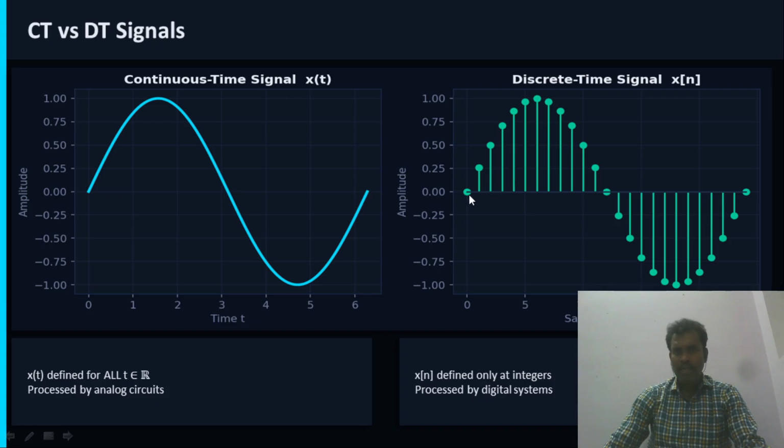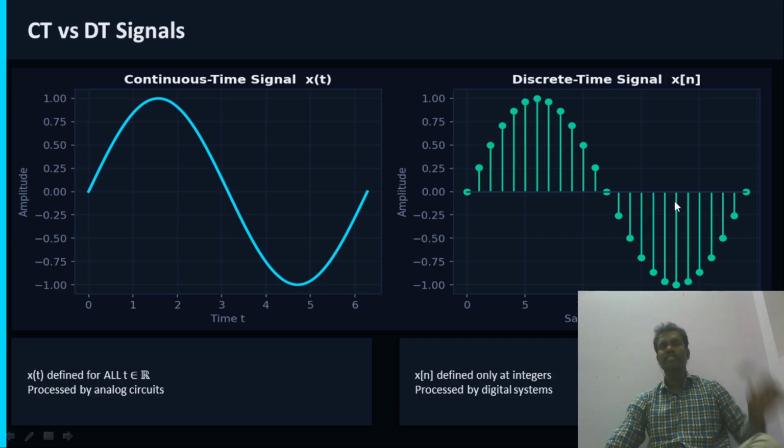So that means we are taking only particular instances of time. The signal values are measured at particular instances of time. But here it is uniformly measuring the signal. At uniform intervals, we are measuring the signal. That is called uniform sampling. Sampling means taking only a finite number of samples, measuring at discrete instances of time. That's why it is a discrete time signal.